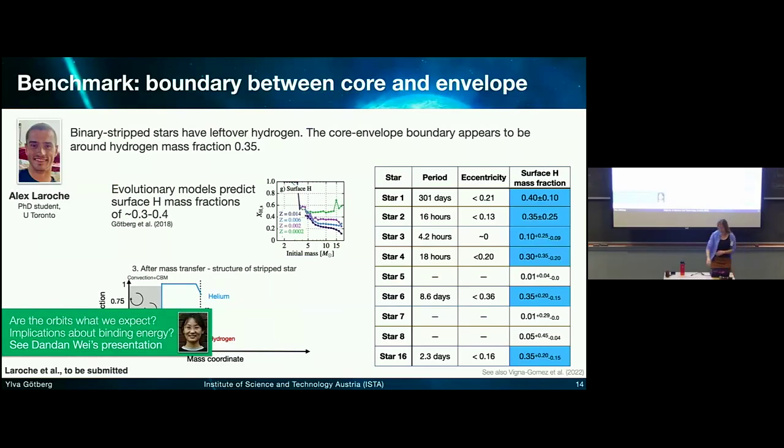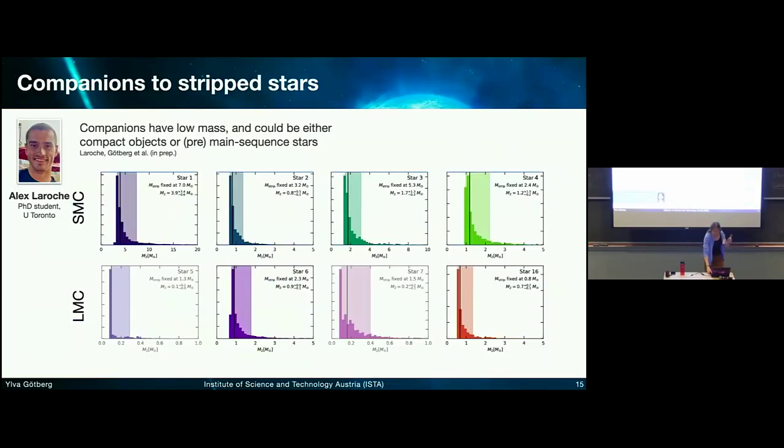But what Alex could get out of the orbits as well is companion masses. So this is some distribution because they are single-line spectroscopic binaries. So we use a random inclination distribution, and then you can pull out a best-fit mass for the companion and then an error range.